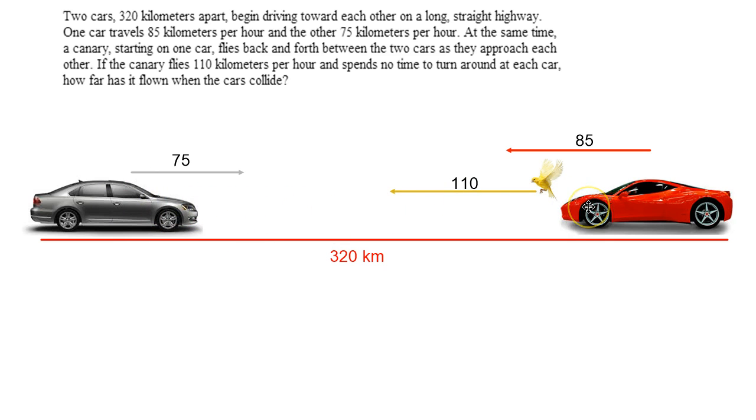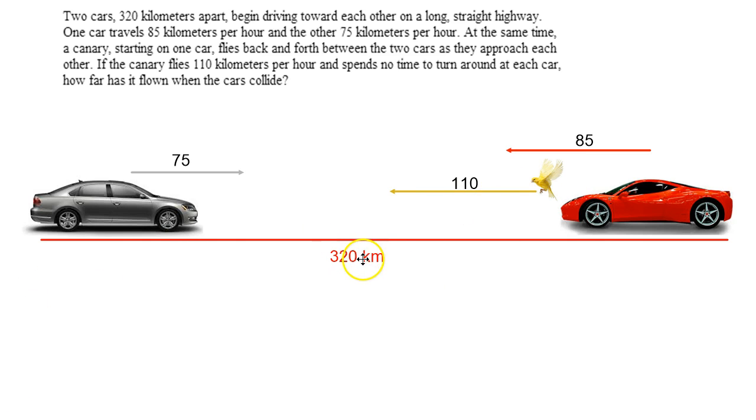And once the two cars hit, we know an amount of time, and then we can multiply it by the 110 kilometers per hour. We can compute how many hours it's going to take for them to crash into one another, and then we can compute the distance traveled. All right, so let's do that.